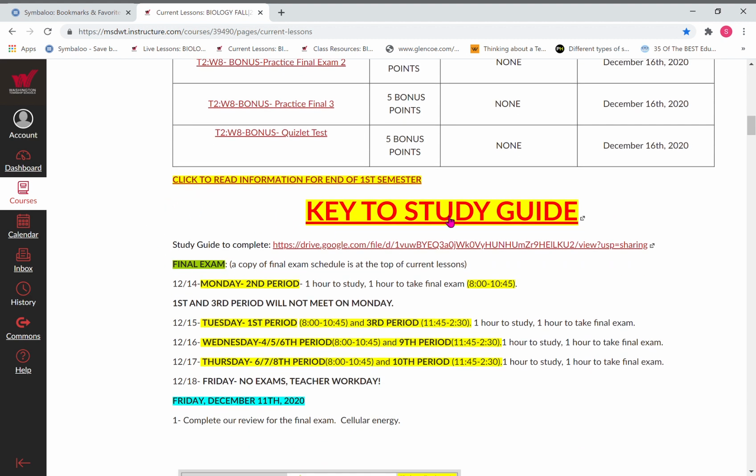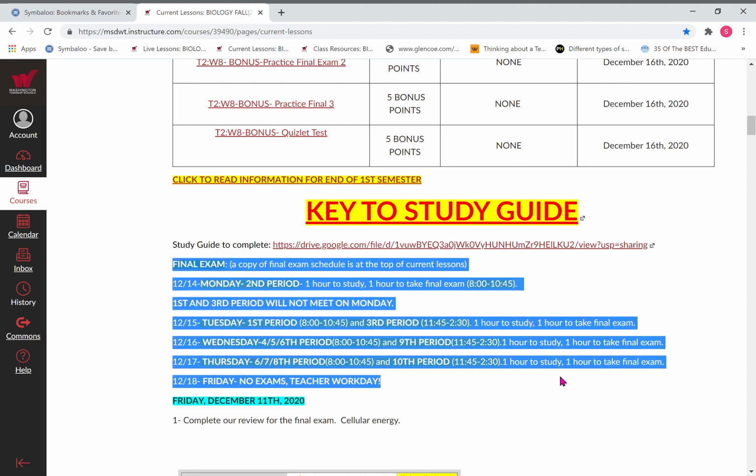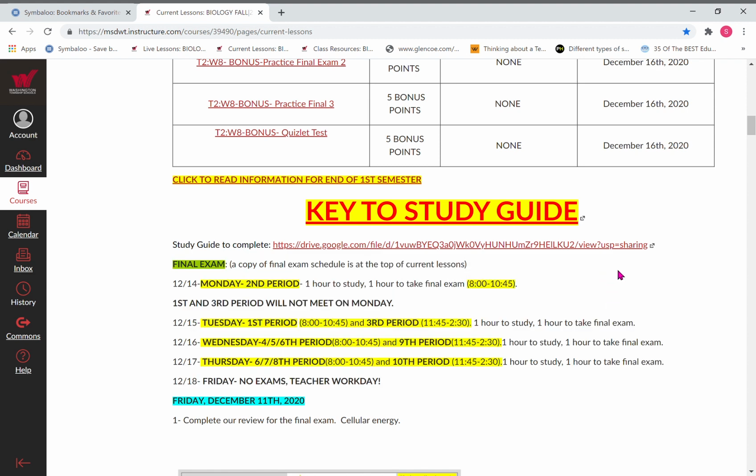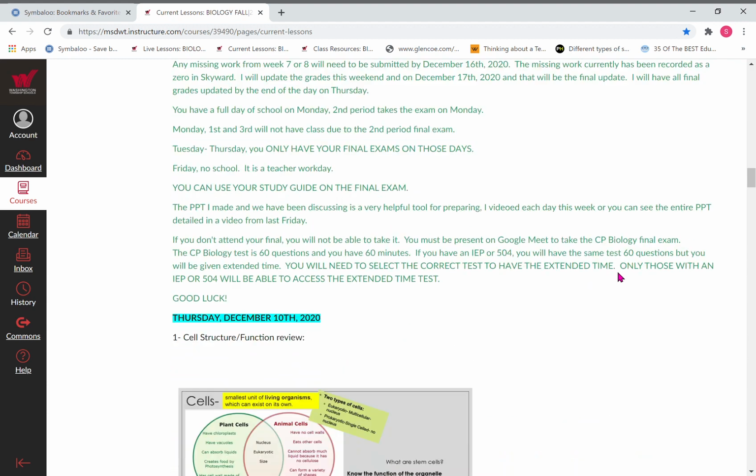This is the study guide key. Click on that. You'll see the answers to the key. Here is a blank study guide for you to work out before checking the key. Here is the final exam schedule written out for you to view and make sure that you are attending the final at the right time. You must be present for the final.